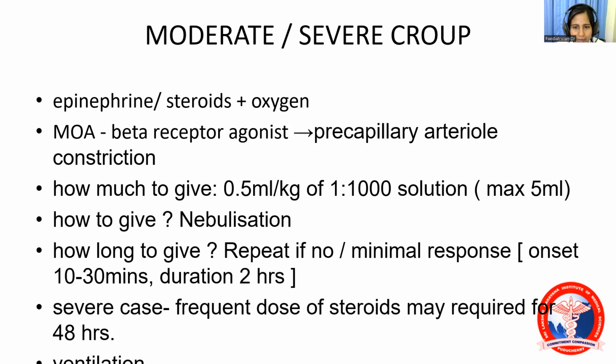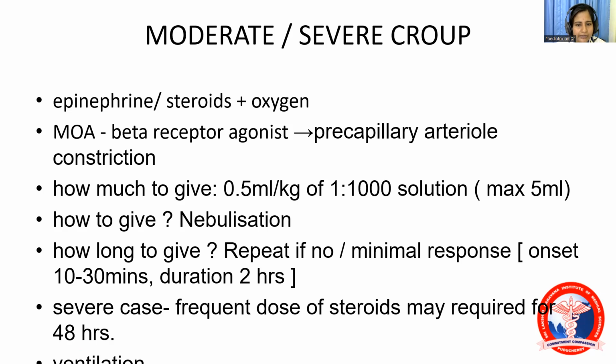So what will it do in this condition? In croup, because of the inflammatory process, there will be an increased capillary permeability. Because of increased capillary permeability, there will be increased mucosal edema. Epinephrine, because of its action as a receptor agonist, causes capillary arterial constriction. So the capillary permeability will decrease, mucosal edema will come down, airway obstruction will come down, and it will relieve the stridor. So this is how the epinephrine works.